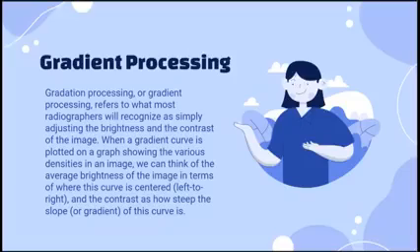Okay. Older technologists will recognize this concept as the H and D curve. So gradient processing is a good term to describe the manipulation of both the centering and the steepness of the gradient curve. So when we talk about centering in the gradient curve, it will be about brightness. When we talk about the steepness of the gradient curve, it will be about the contrast. Okay.